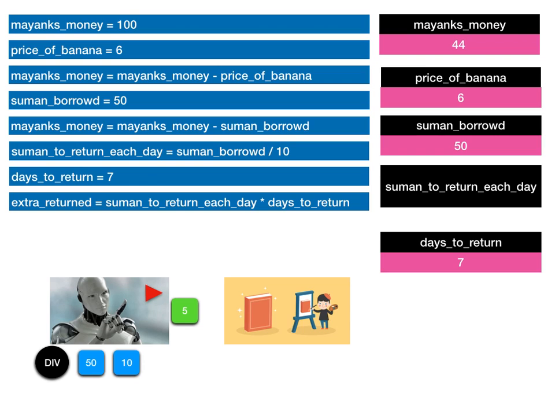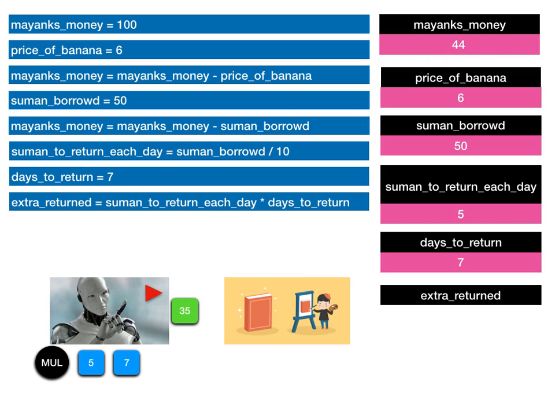Let's see what happens. So Suman to return each day is copied from here to here. Days to return is copied from here to here. The operation is multiplication. It gets executed, it gets 35, and this 35 gets stored in extra return. So we got a new memory location which is extra return, and that's where we are storing 35.